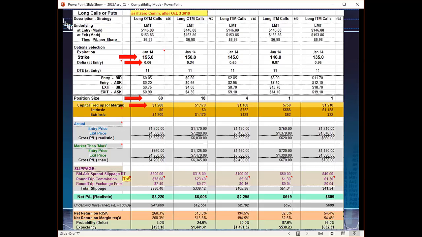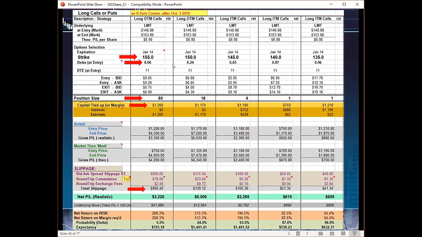So in the case of the deep out of the money, we could buy 60 contracts. A little bit out of the money, 18 contracts. A little bit in the money, 4 contracts. And then the further in the money was 1 contract, because if we did 2 contracts, it would be $1,500, which took us beyond our risk limits. And then the 5th column, we bought 1 contract for $1,210.